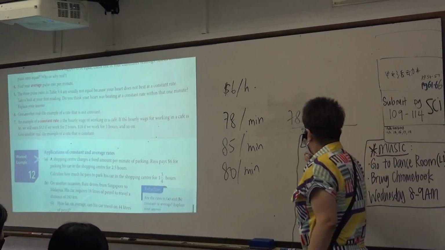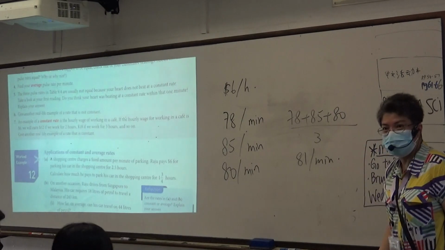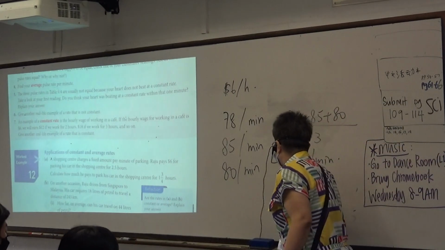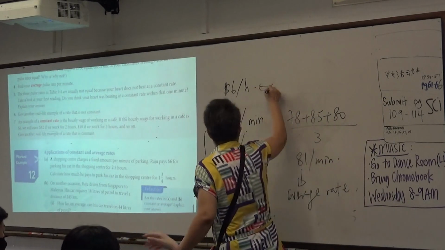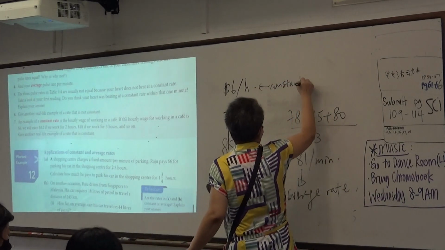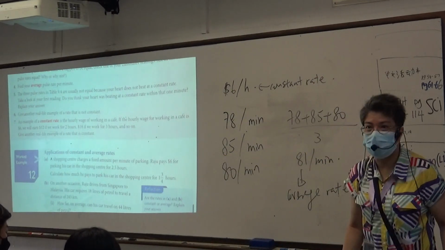81. So it's 81 per minute. Is that correct? So this one is called the average rate, whereas this one is called the constant rate. Do you understand the difference here now?